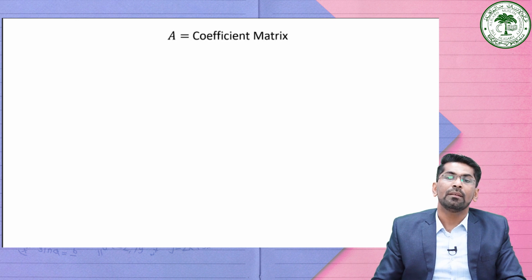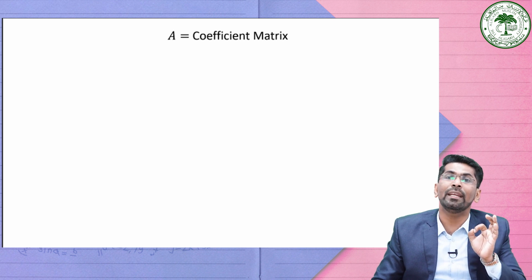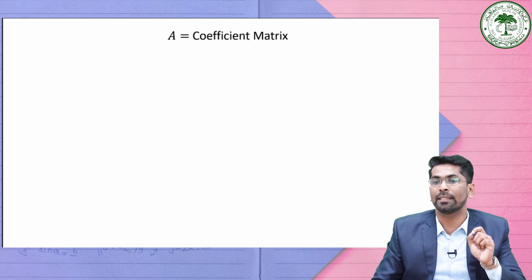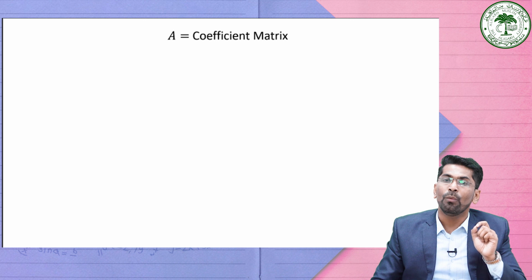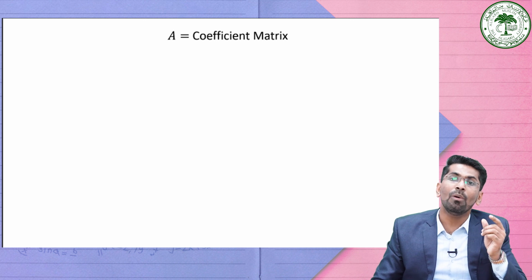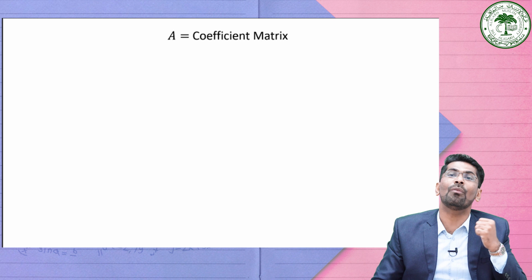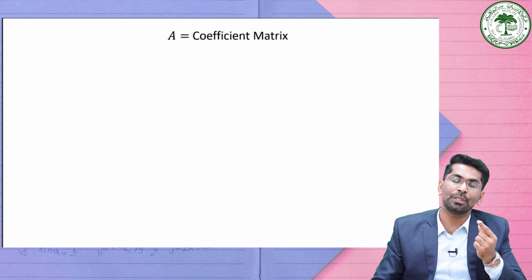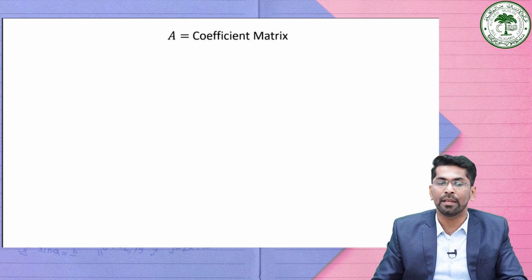Solving a system of linear equations using the inverse of a matrix requires the definition of three different matrices. The first one is matrix A, which is popularly known as the coefficient matrix, which represents the coefficients of the variables in the system of linear equations. So it is the coefficient of each and every variable given in the system of linear equations, which is generally denoted by A.